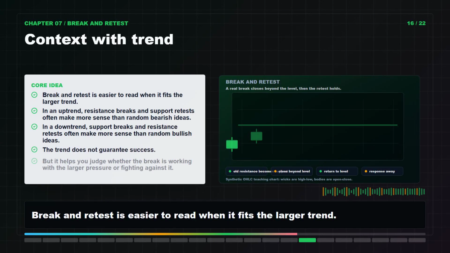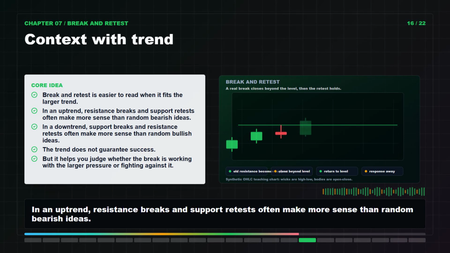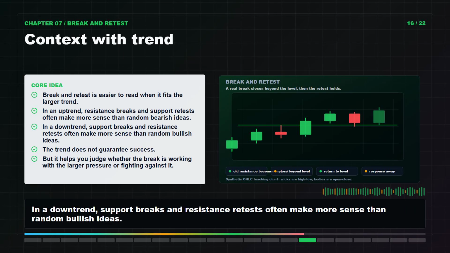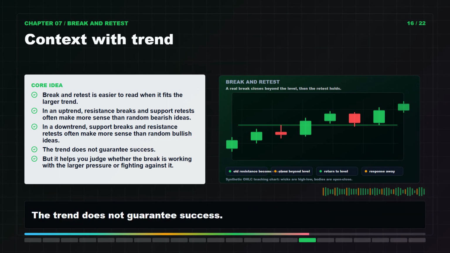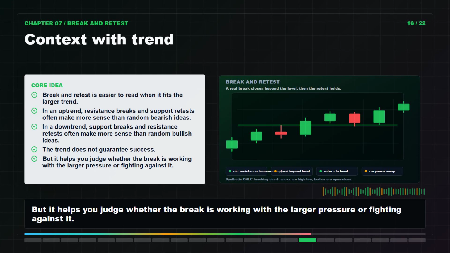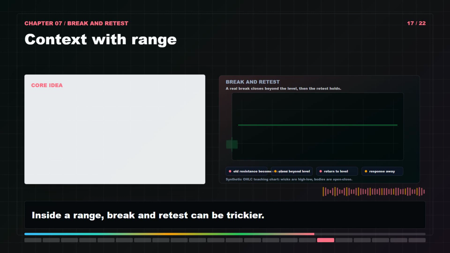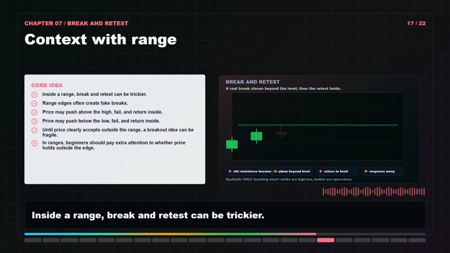Break and retest is easier to read when it fits the larger trend. In an uptrend, resistance breaks and support retests often make more sense than random bearish ideas. In a downtrend, support breaks and resistance retests often make more sense than random bullish ideas. The trend does not guarantee success, but it helps you judge whether the break is working with the larger pressure or fighting against it.